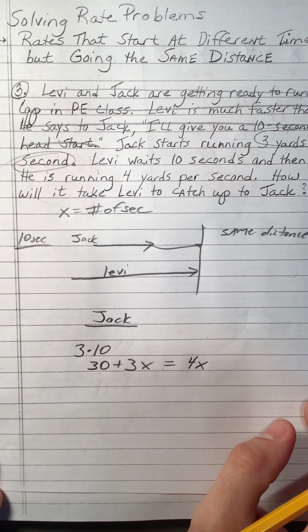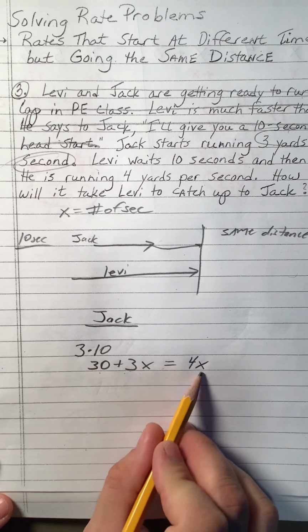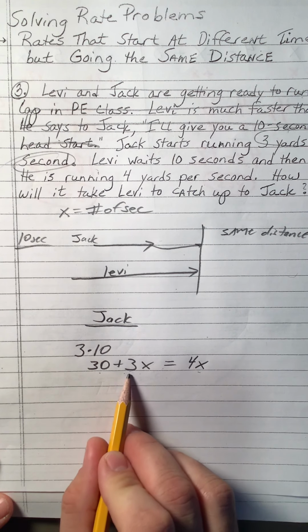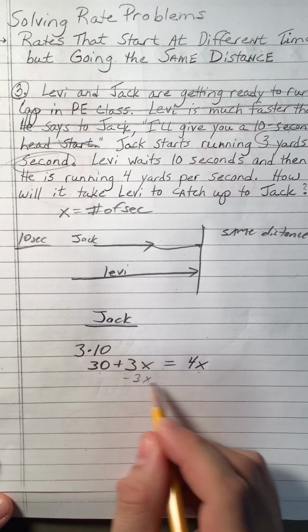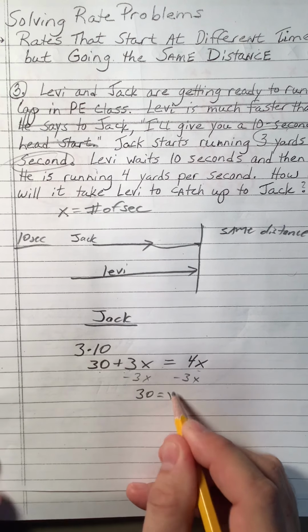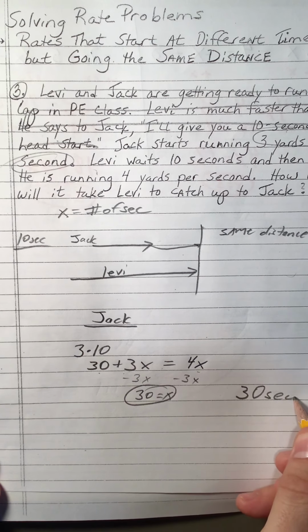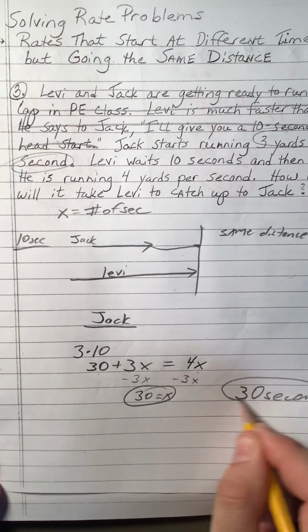You're going to figure out how long it will take. Again, which is smaller, 3x or 4x? So 3x is smaller, so I'm going to subtract 3x. And I get 30 equals x. So my answer should be 30 seconds for him to catch him.